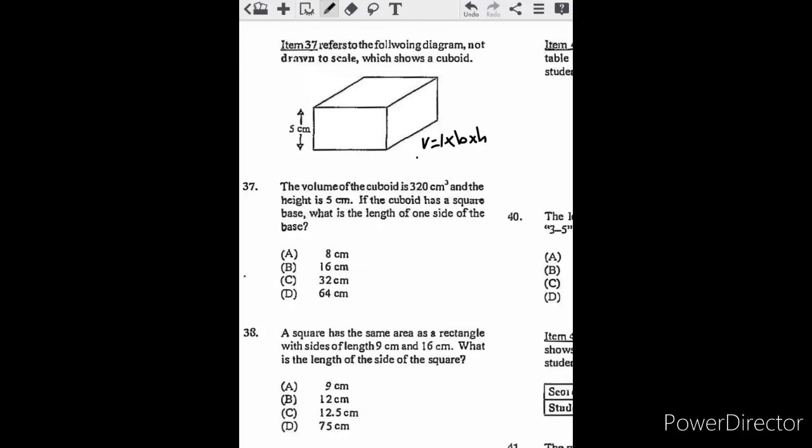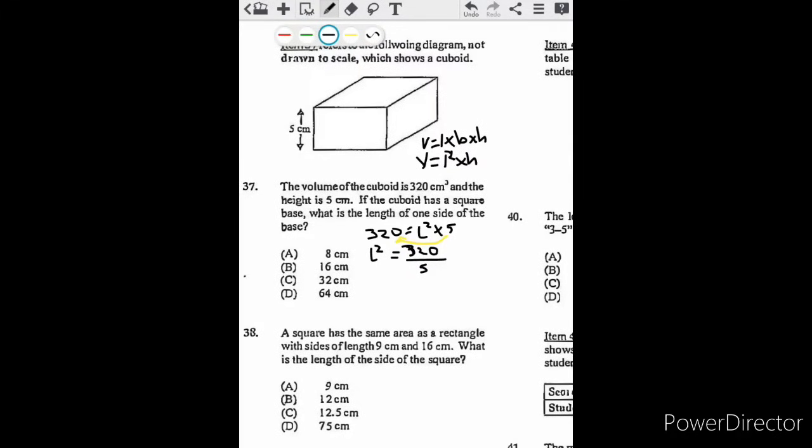So the volume of a cuboid is V equals length times breadth times height. And if it has a square base, therefore the length and the breadth would be the same. So let's say it's length squared. So we'll have V equal to length squared times the height. We'll have 320 equal to length squared times 5, which is the height. And the length squared would be equal to 320 divided by 5, since we'll be taking the 5 over the equal sign, and it's going to do the opposite, which is divide instead of multiplying.